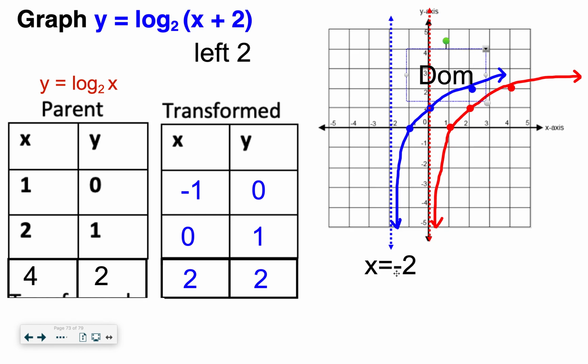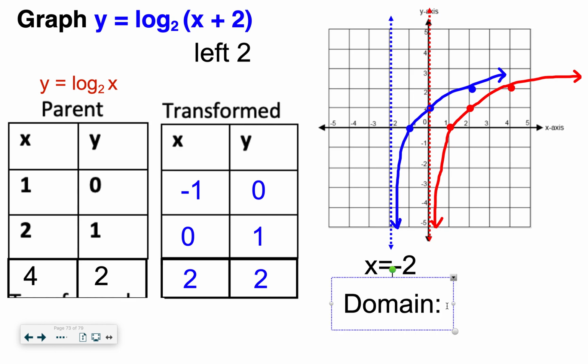How about domain? I forgot to list these on here. What's the domain of my transformed function? This is the blue function, right? Well, domain is x. Oh! Sorry, that's my dog Moose. Domain is x, and everything is to the right of this asymptote. So that means my domain is -2 to infinity. I can't remember where my infinity button is here. There it is.